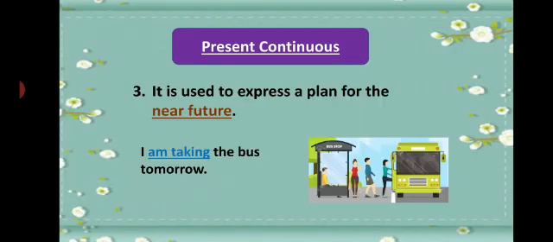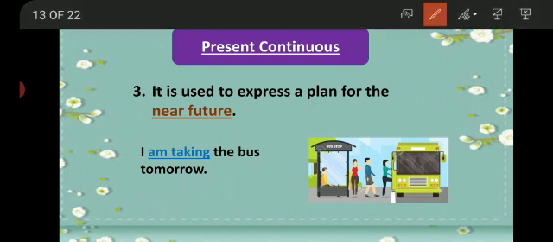Okay? Now the third one: present continuous tense is also used to express a plan for the near future. I am taking the bus tomorrow. Here, the word tomorrow is showing near future time. So for such actions which are going to happen in the near future, we use present continuous. I am taking the bus tomorrow.